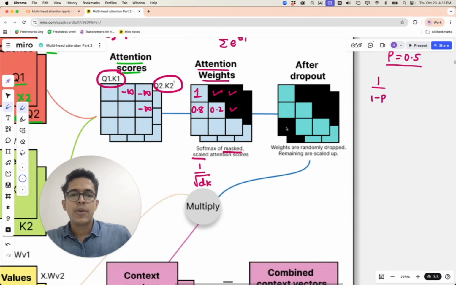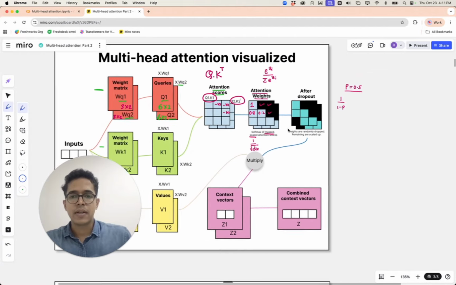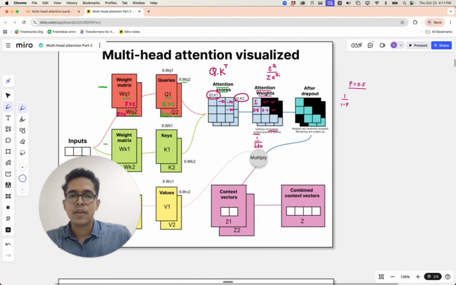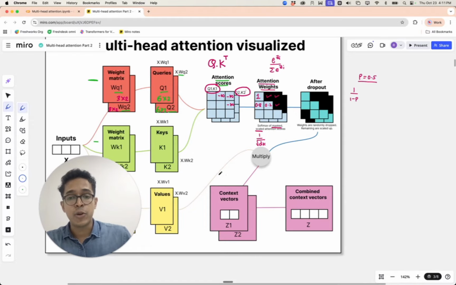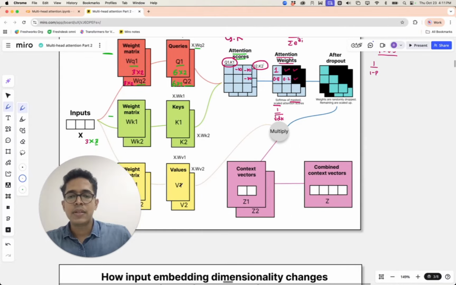And then you are ready to calculate the context vectors. How do you get context vectors? The attention weights after dropout, you multiply with values. You have two heads, head 1 and head 2, so you have two value matrices. After dropout also, you have two matrices. Those are the attention weights after dropout. You had two attention weight matrices, then you apply dropout to each of them separately.